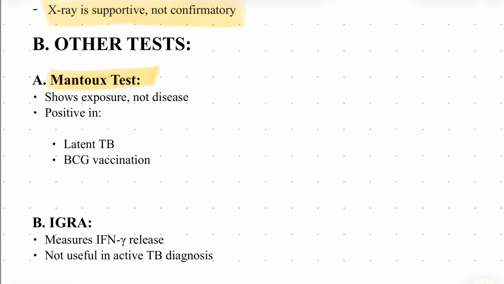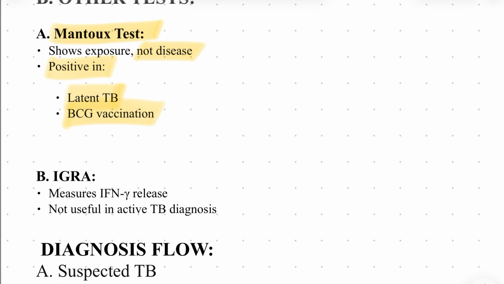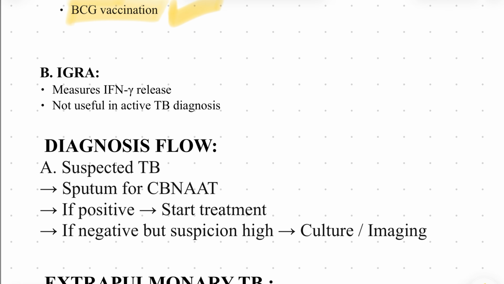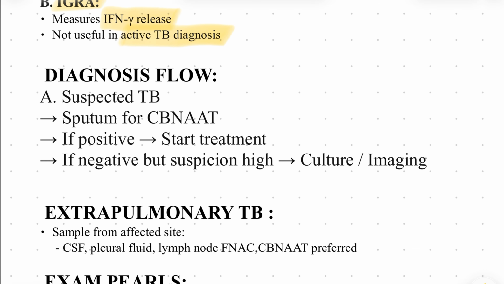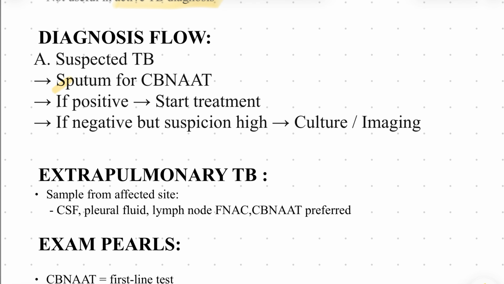Then coming to other tests, Mantoux test shows exposure, not disease. Positive in latent TB and BCG vaccination. So it will be false positive in BCG vaccination. You should be careful before doing the Mantoux test in children who have undergone BCG vaccination. Then IGRA measures interferon gamma release and is not useful in active TB diagnosis.